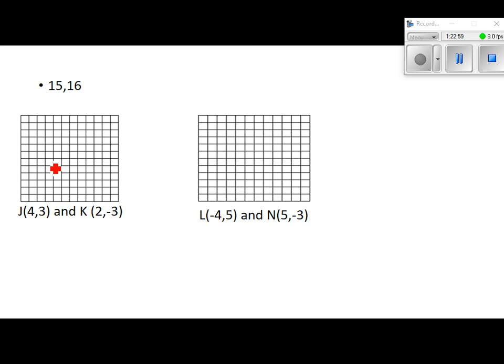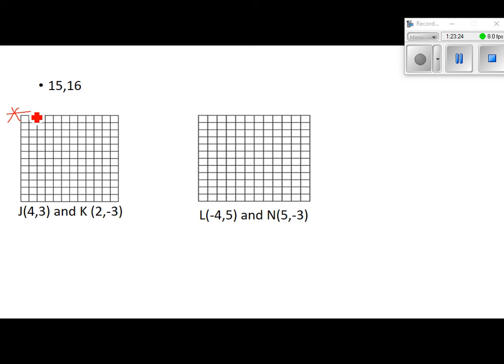Number 15 and 16 say, find the coordinates of the midpoint and the distance between the 2 points. So we're actually going to use the midpoint formula and the distance formula. I'm not going to do any graphs on this. You could have graphed it. That's why I put these on here. If you wanted to see it, that might be helpful.